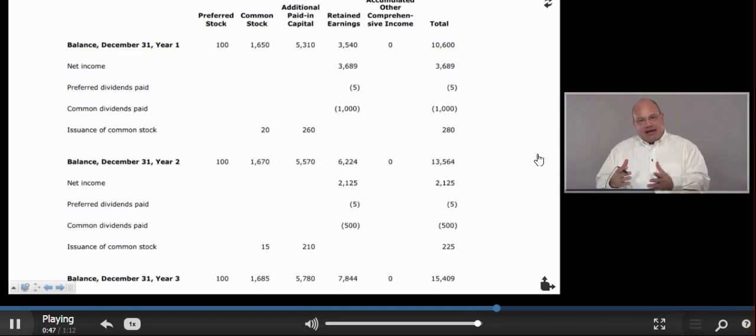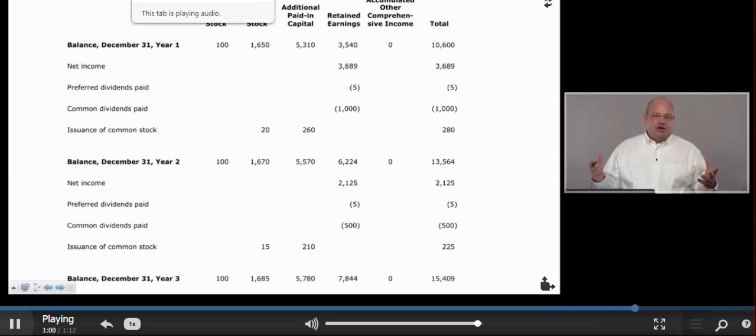And we have each of the accounts going across the top. And then in each year we have net income, preferred dividends paid, common dividends paid, and the issuance of common stock as it happened in each of the periods. And so this is what we're looking at with the statement of changes in owner's equity. It's not a complicated statement. It's not a big statement. Very descriptive.